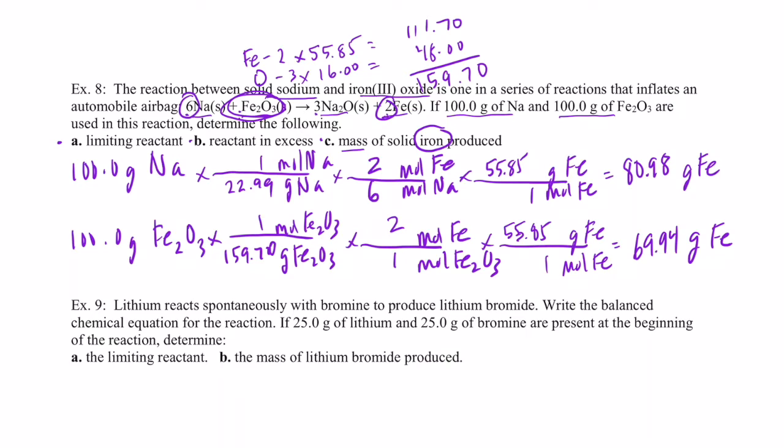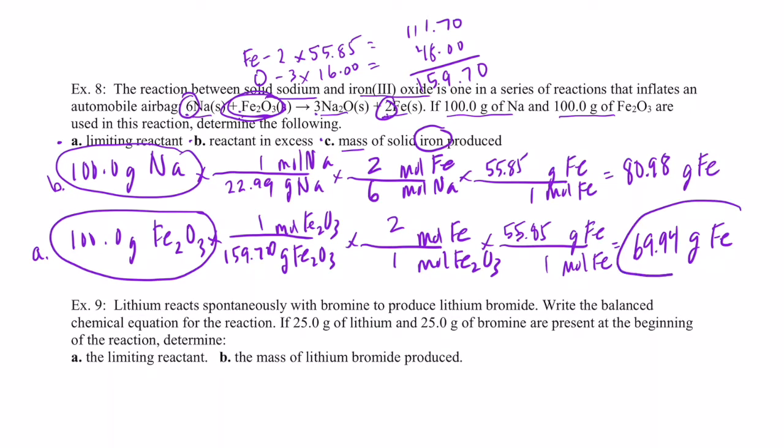So I think I know what my limiting reactant is. It looks like my limiting reactant is the one that produces the least amount of product. So my iron 3 oxide is my limiting reactant. That's my answer to letter A. That must mean my sodium is my excess reactant. And the amount of product I can make is the smaller amount of the 2, and that would be 69.94 grams of iron. Okay? All right.